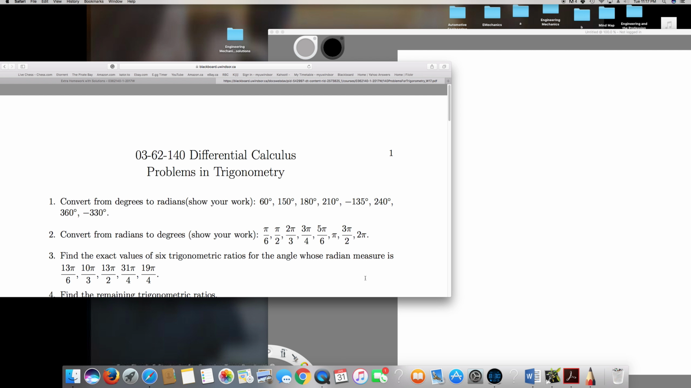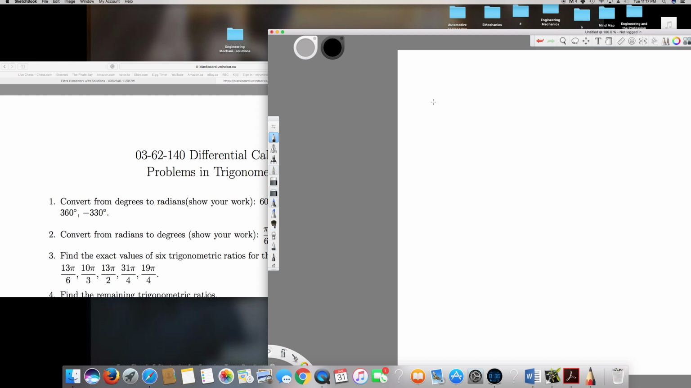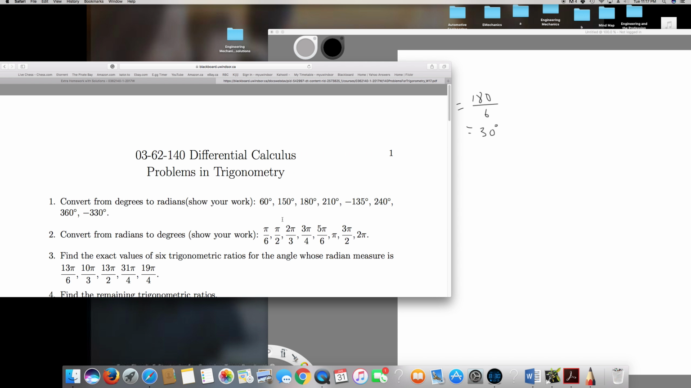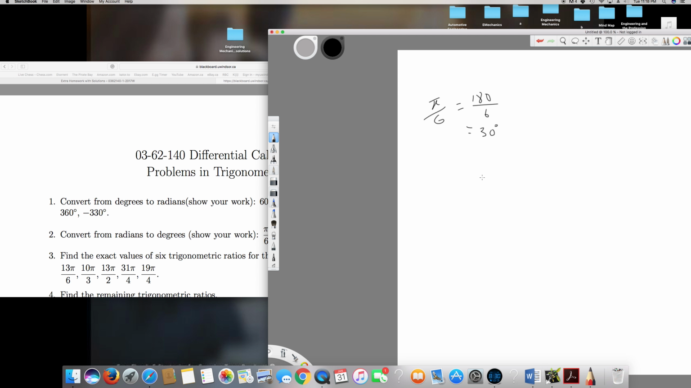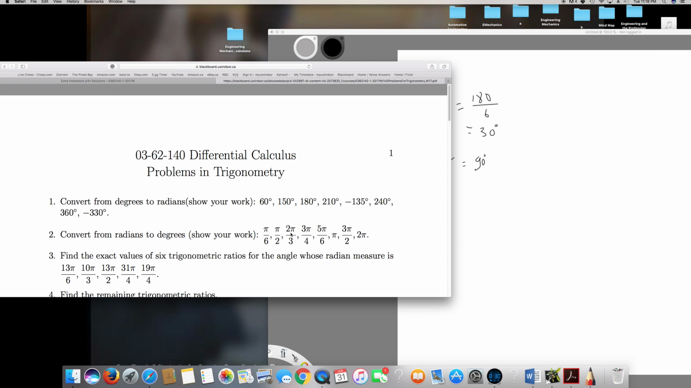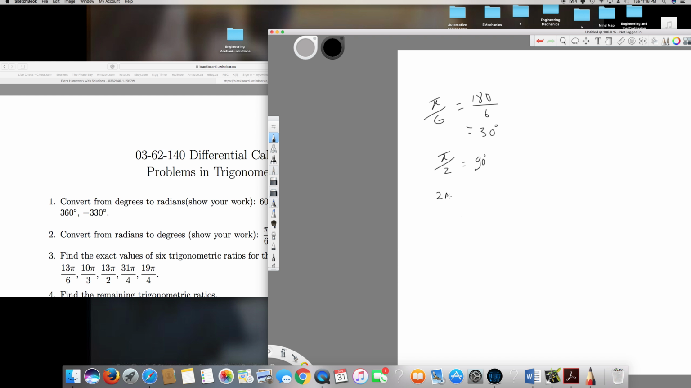Convert radians to degrees. So let's see. The first question is asking π over 6. So π is equal to 180 degrees. 180 divided by 6 is what? 30 degrees. So that's the first one. And second is π over 2. π over 2 means 180 over 2. It's going to be 90 degrees. And the third one is 2π over 3. 2π over 3 means 2 times 180 over 3, which is going to give us what? 120 degrees.